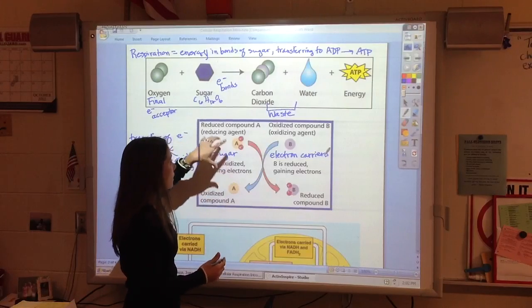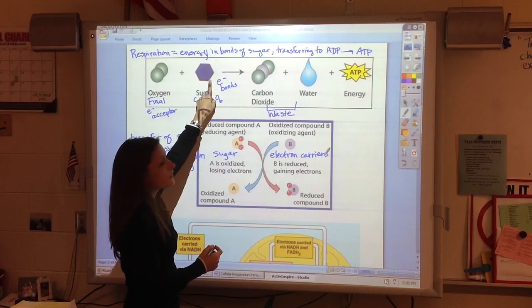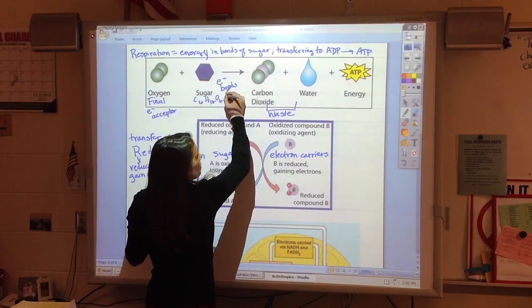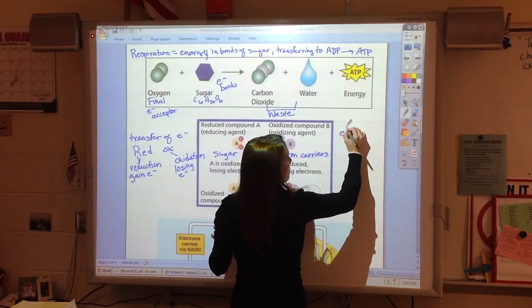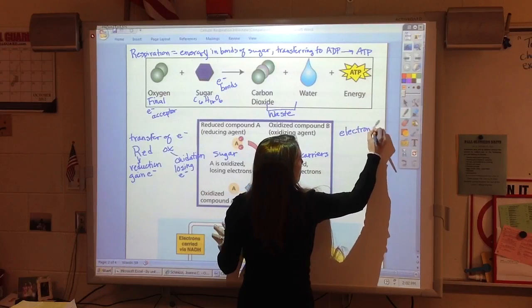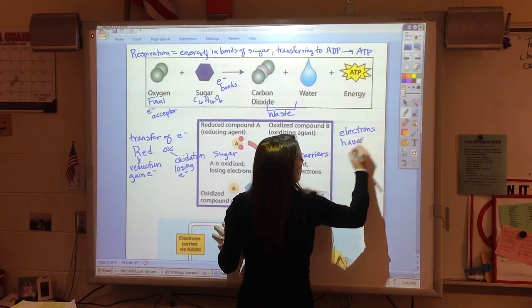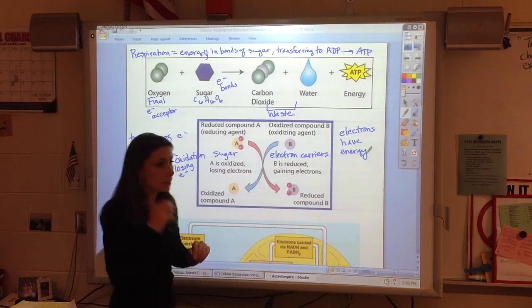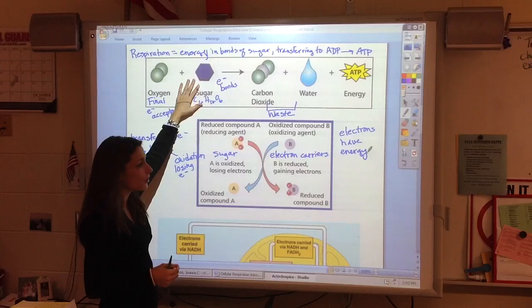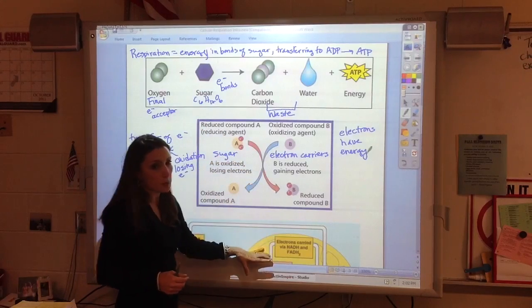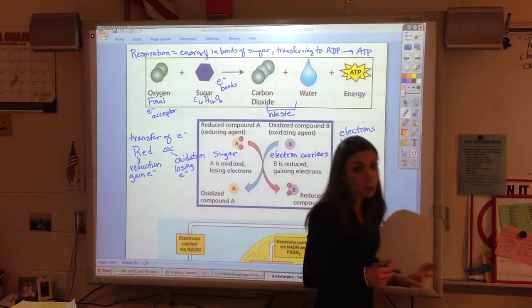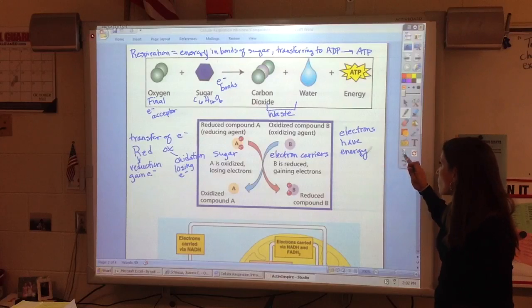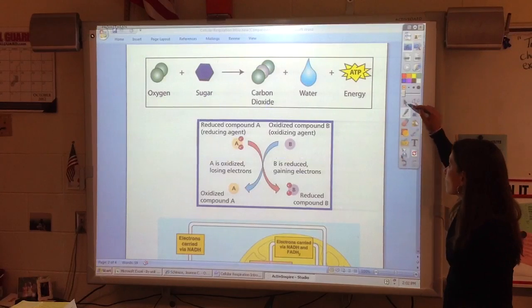And knowing that those electrons have energy. So keeping in mind that electrons have energy, I take the energy from the sugar and I'm going to carry it to a place called the electron transport chain, and that's where we'll actually make most of the ATP.